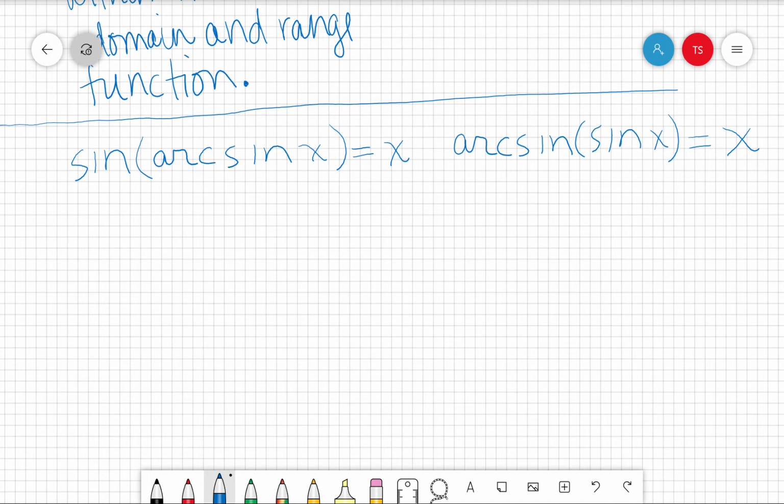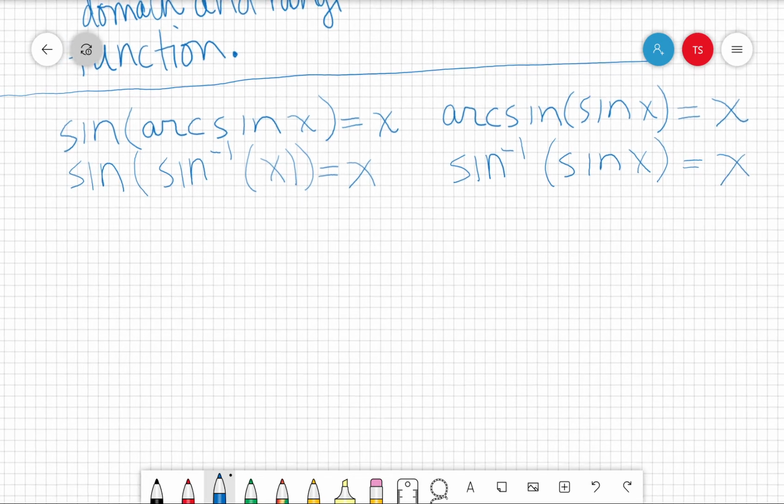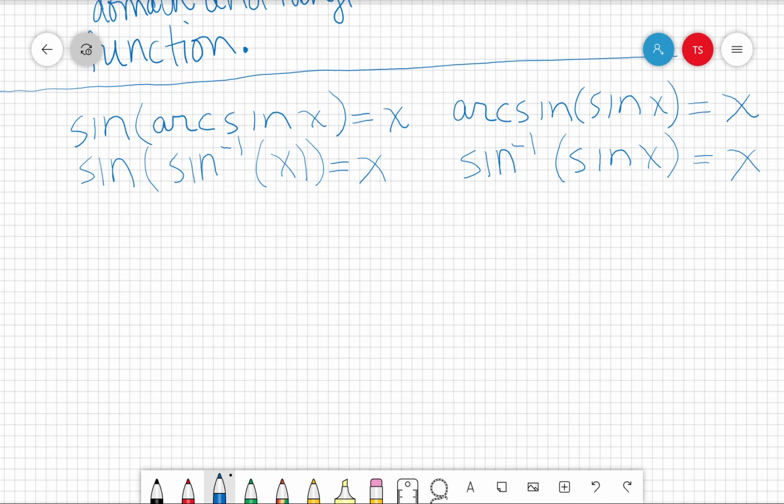So we're looking at composite functions containing the trig function and its inverse. So the sine of arcsine of x is equal to x, or this could be written sine of inverse sine of x is equal to x, or you could have inverse sine of sine of x is equal to x. So this is based on that property of functions and their inverses.